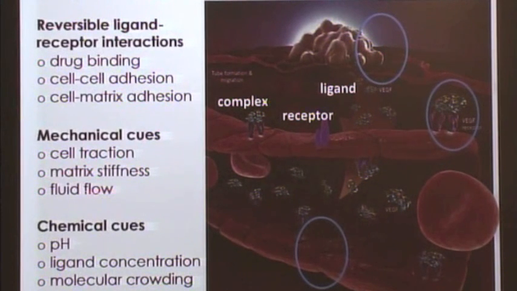This could include cell traction, and I'll show you an example of that. It could include the stiffness of the extracellular matrix, which is known and been shown to affect processes such as cell proliferation and differentiation. And fluid flow is yet another mechanical cue. So even though our focus is on those mechanical cues primarily, we also recognize the close coupling with the chemical cues. And this could include pH, and I'll show you an example of that, macromolecular crowding, as well as you would imagine, ligand concentration. Okay.